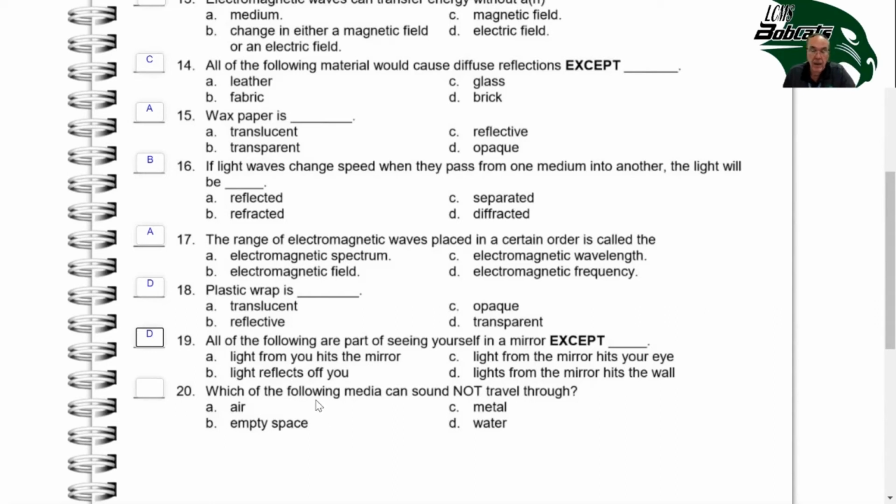And which of the following media can sound not travel through? Sound cannot travel through empty space, which is B. Sound is a mechanical wave and it needs a medium. We know it can travel through air because you can hear people speaking in the air. We said it travels very fast in metal, and then dolphins and such use echolocation and sounds in water.